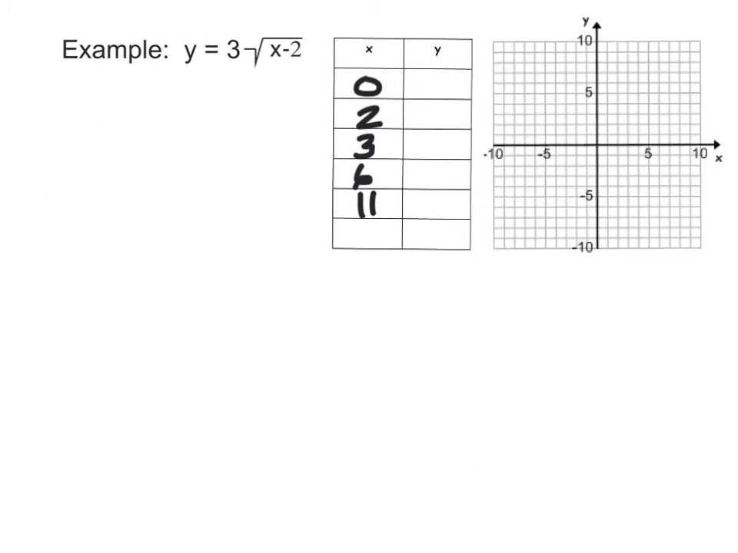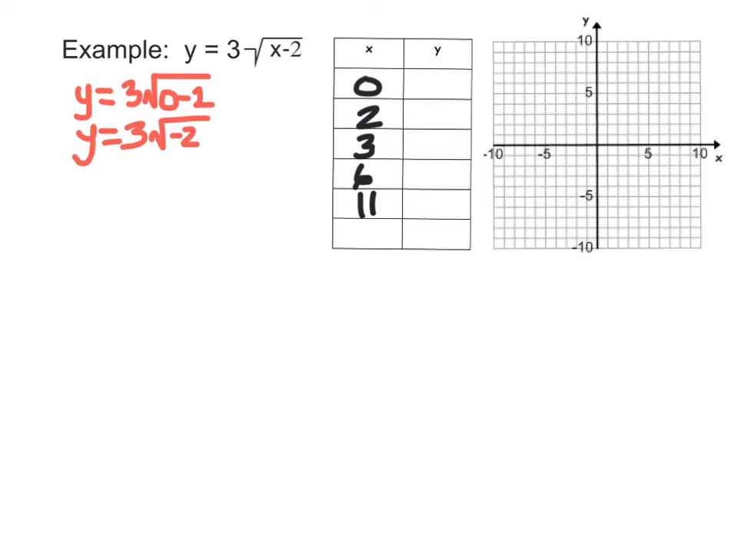All right, let's try another example using a square root function. y equals 3 times the square root of x minus 2. This time I've given you some x values to use, and I want you to see what happens with this first value of 0. So if I put a 0 in for x, I get y equals 3 times the square root of 0 minus 2. Well, 0 minus 2 is -2.